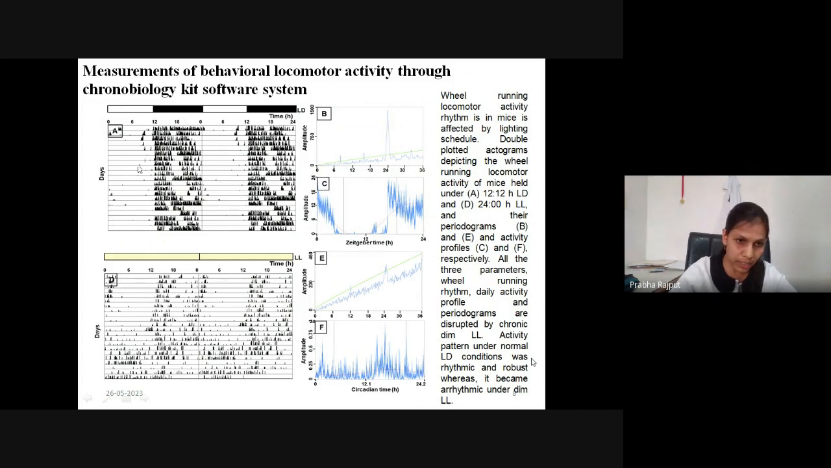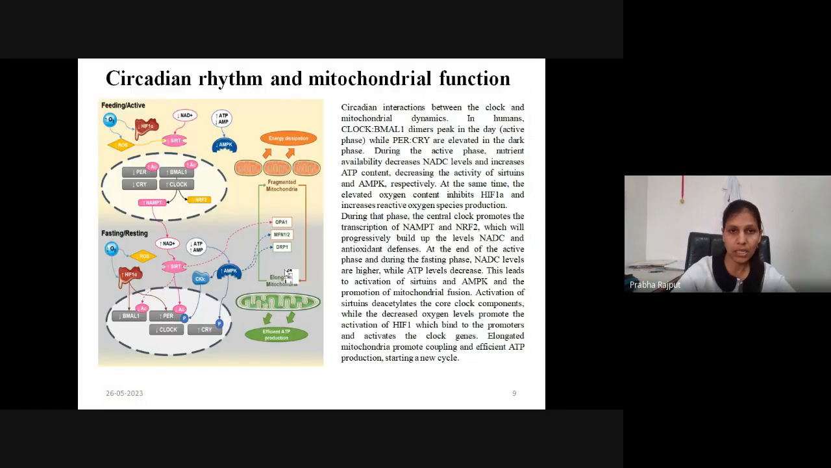In the starting days, the first week, there is less activity in the daytime and more activity at night. But after one week, you see here there is no difference between the night and the day. So the mice have completely disturbed circadian rhythms, and they are not able to recognize when it is night and when it is day. This is just an example of how our activity pattern is disrupted when our circadian rhythm is disrupted.